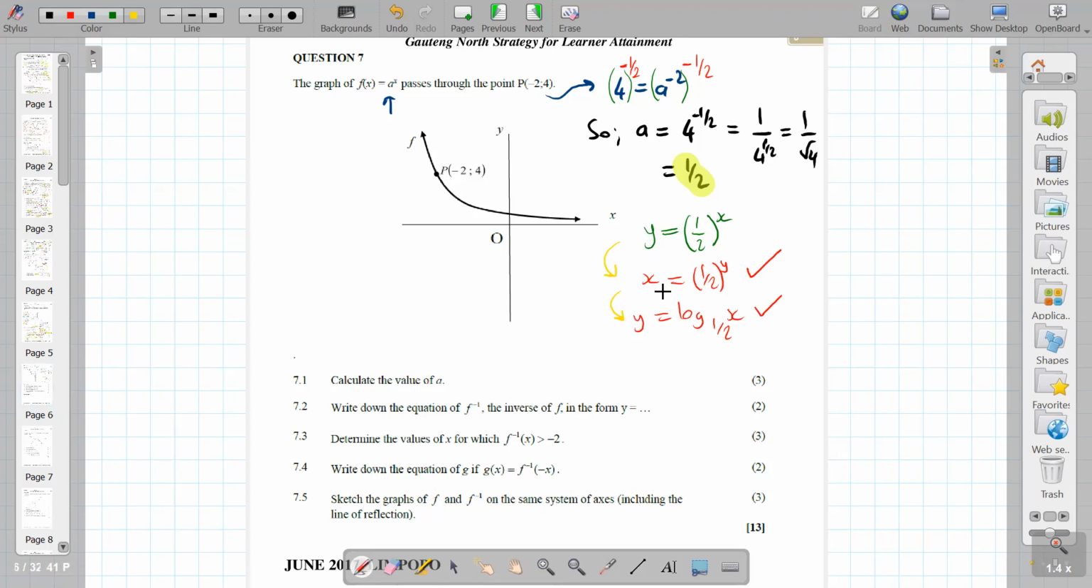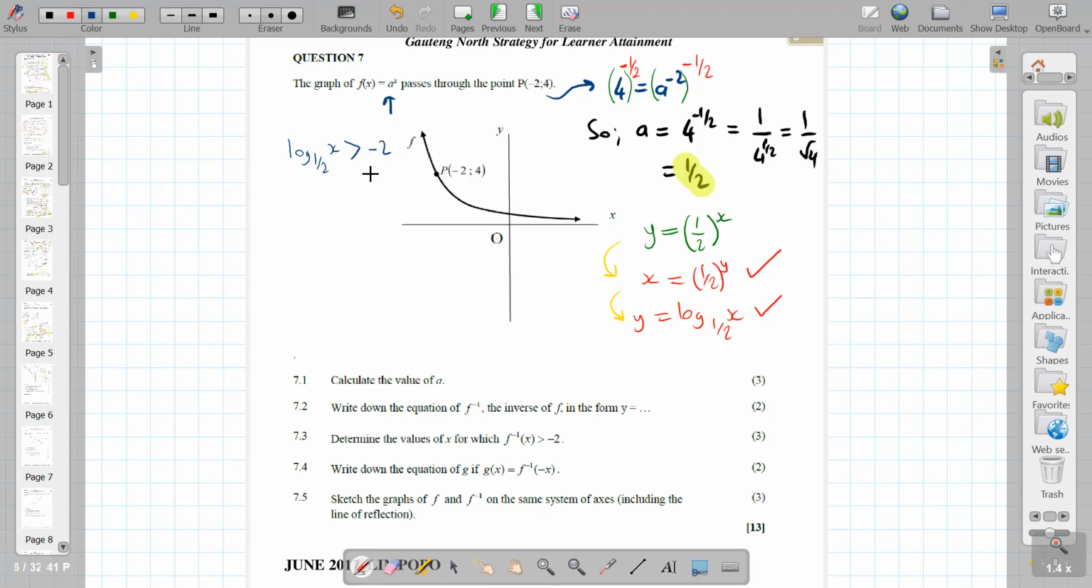Now determine the values of x for which its inverse is more than -2. Now, let me write the equation with the function. So we are looking for basically log base 1/2 of x is more than -2.